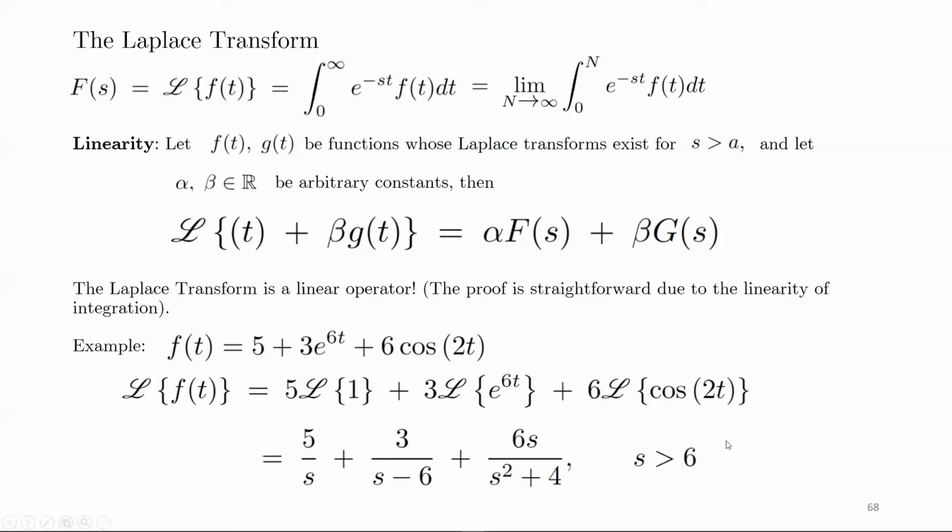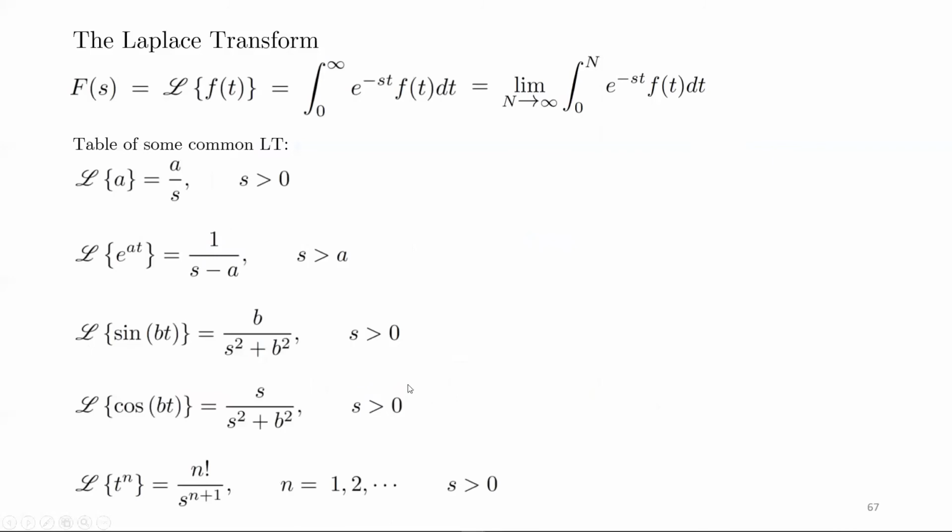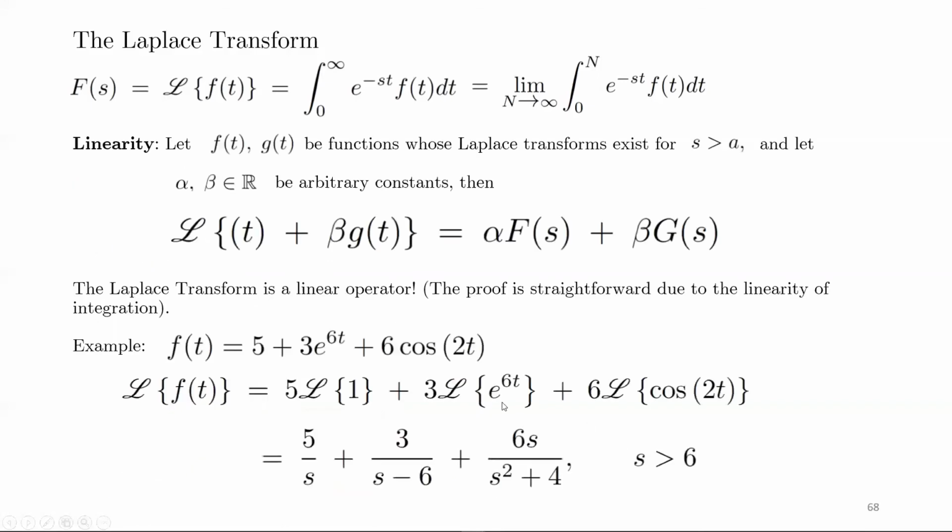Okay, and this is valid for s greater than 6, because from the table on the previous slide, for cosine, s had to be greater than 0. For the constant, s had to be greater than 0. But for the exponential, s had to be greater than a, where a is the constant in the exponential. So here we had e to the 6t, so s has to be greater than 6.